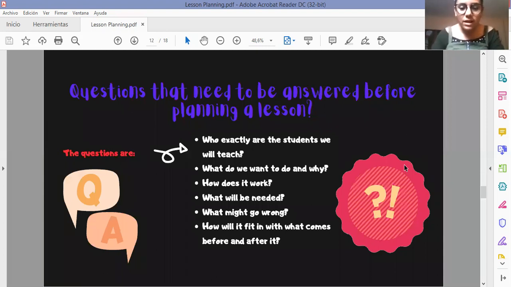So for doing a lesson plan, we need to answer some questions. The questions are: who exactly are the students we will teach? What do we want to do and why? How does it work? What will be needed? What might go wrong? How will it fit in with what comes before and after it? And also, some authors add some questions. For example, one question is, am I ready to teach this class?